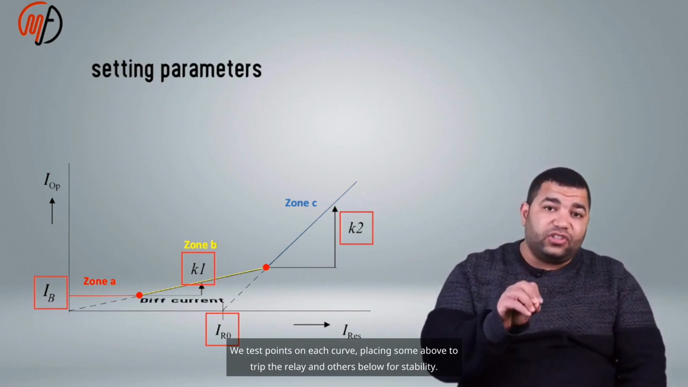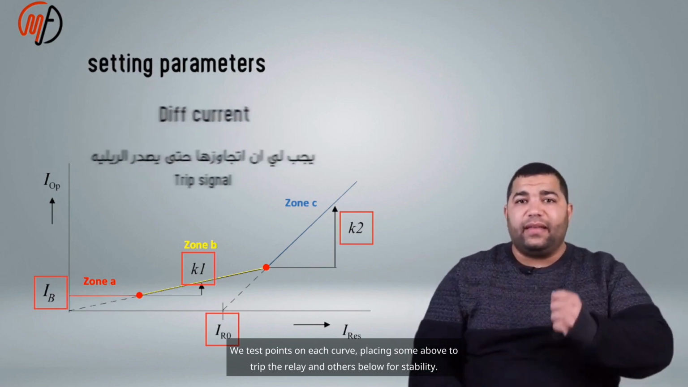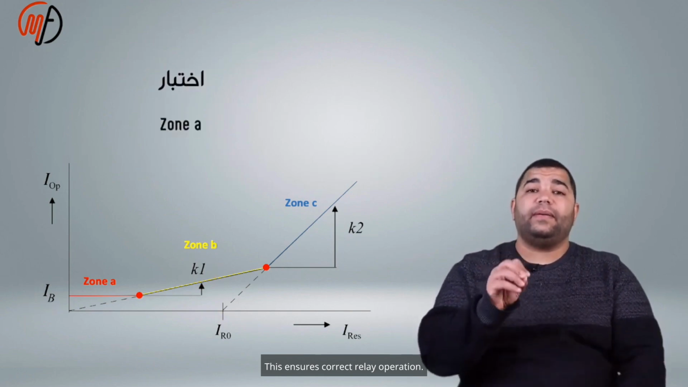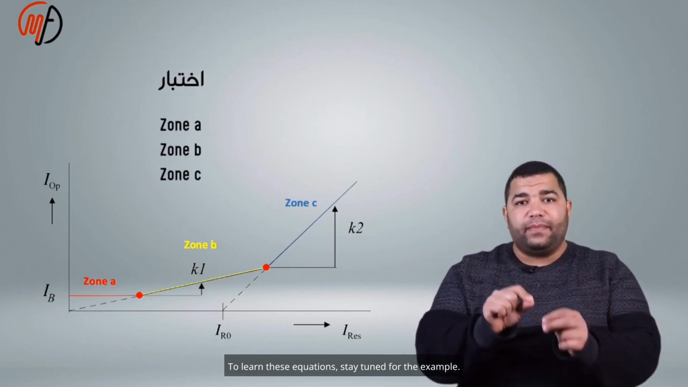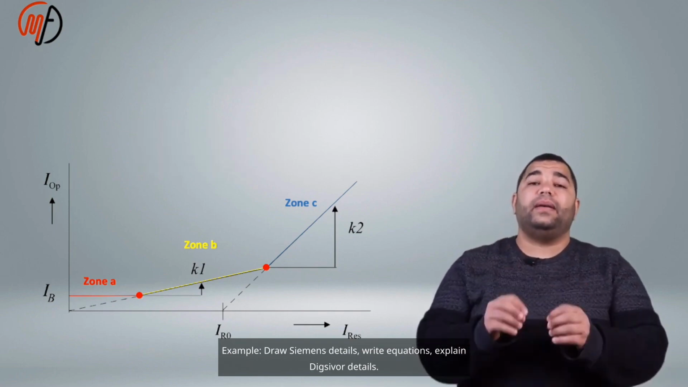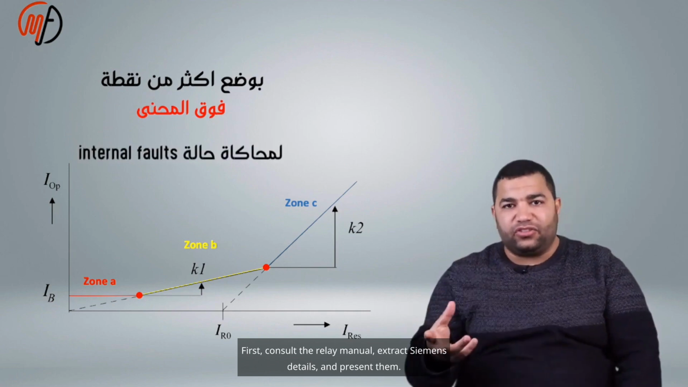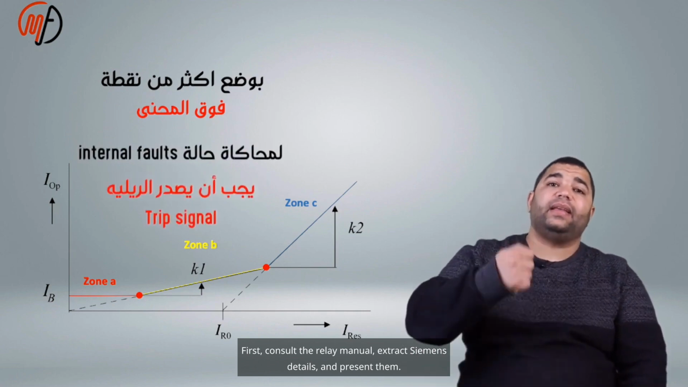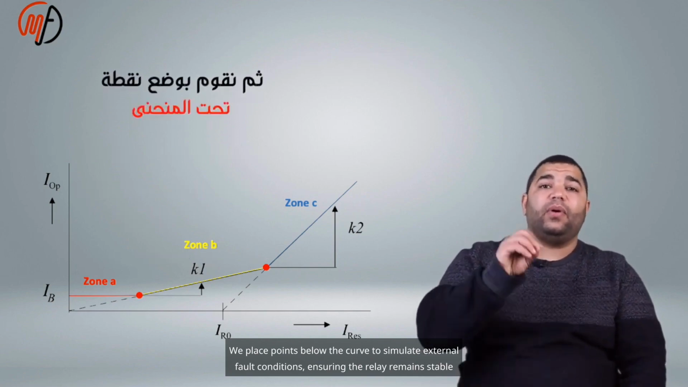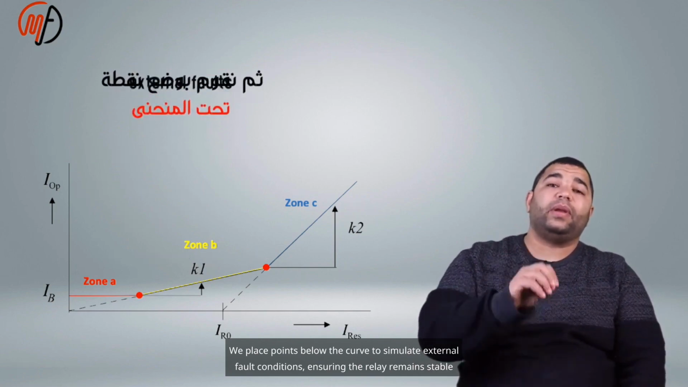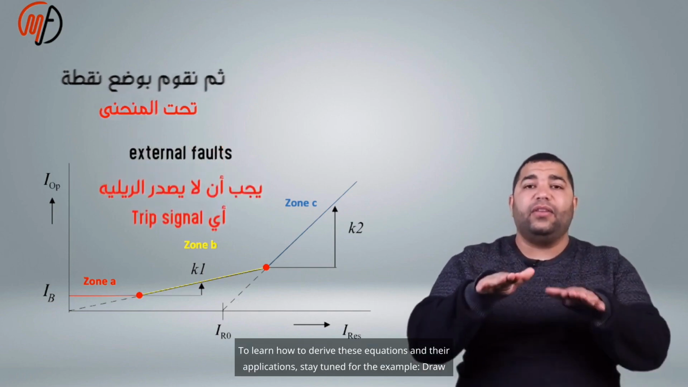We test points on each curve, placing some above to trip the relay, and others below for stability. This ensures correct relay operation. To learn these equations, stay tuned for the example. Example: draw Siemens details, write equations, explain details from the Diggs-Ivor program. First, consult the relay manual, extract Siemens details, and present them. We place points below the curve to simulate external fault conditions, ensuring the relay remains stable without issuing a trip signal. To learn how to derive these equations and their applications, stay tuned for the example.